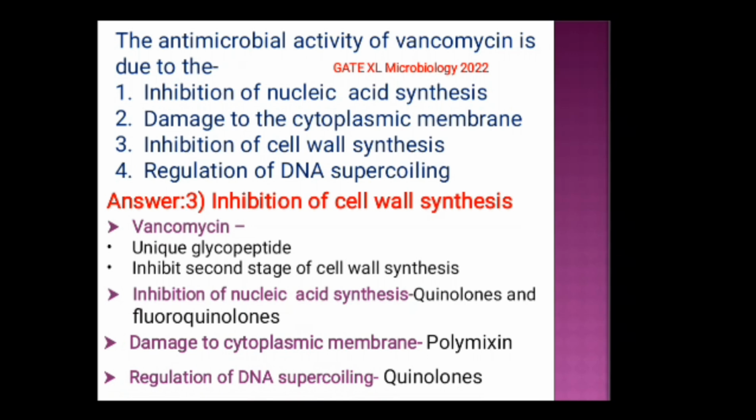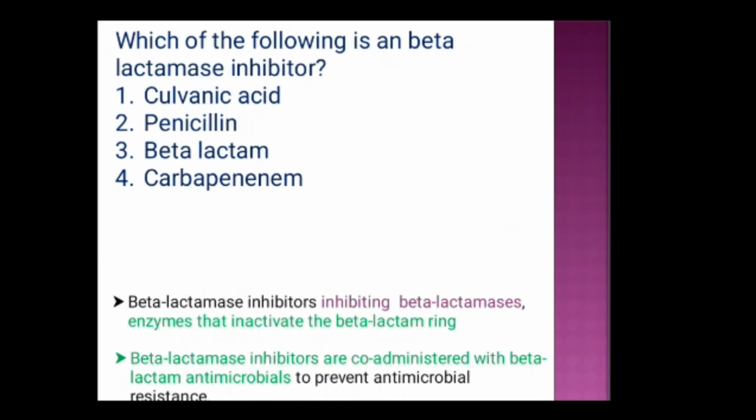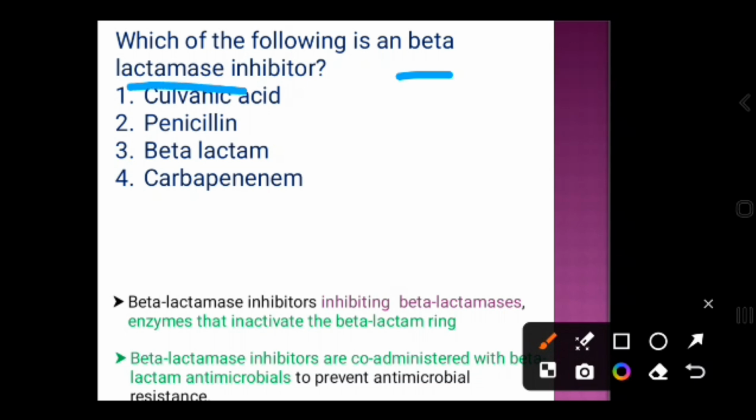Quinolones and fluoroquinolones regulate the DNA supercoiling, thus inhibit the nucleic acid synthesis. Next question, which of the following is a beta lactamase inhibitor? Option 1 is clavulanic acid, option 2 penicillin, option 3 beta lactam, and option 4 is carbapenem. Before answering this question, we have to know what is beta lactamase inhibitor.